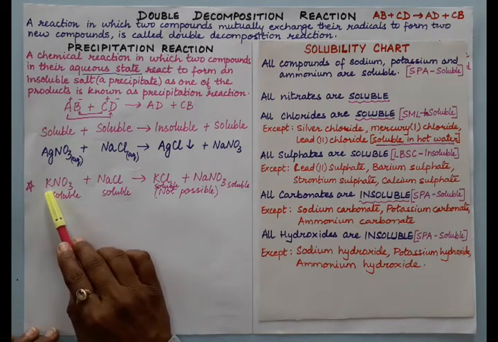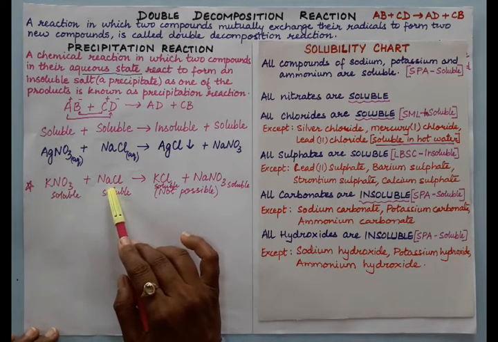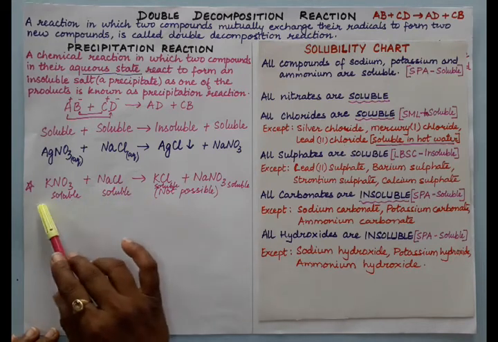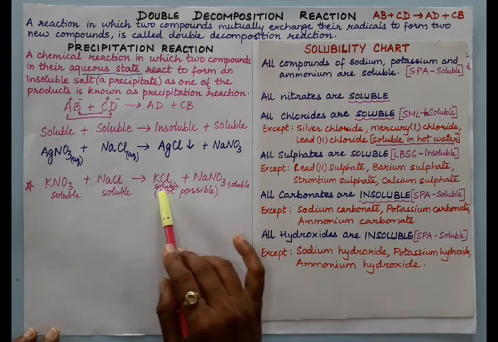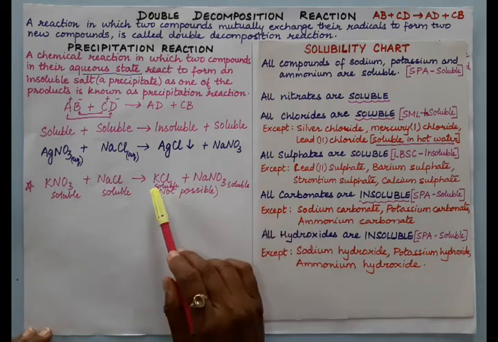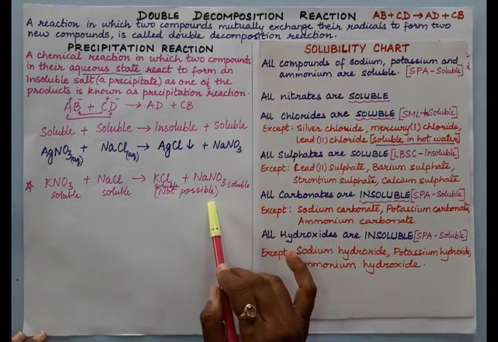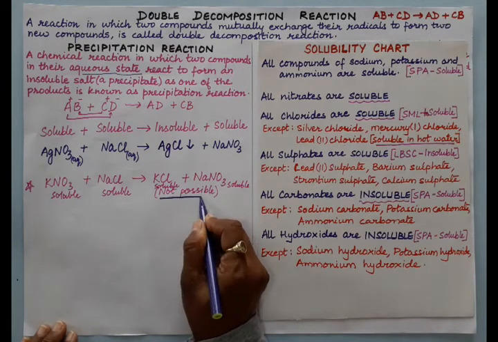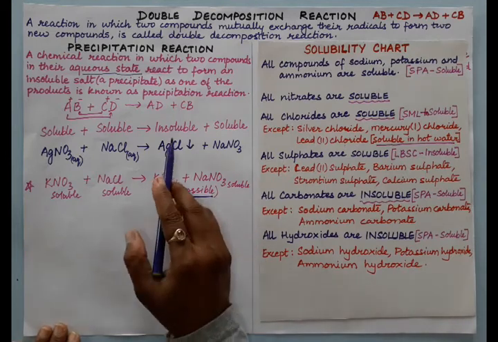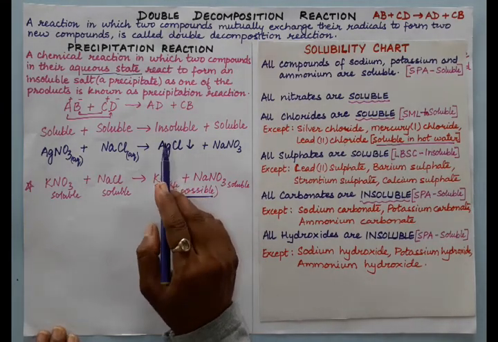See, potassium ion, nitrate ion, sodium ion and chloride ion. So when you mix this sodium chloride solution with potassium nitrate, all four ions are freely moving and they are soluble. So this is not possible. This type of reaction is not possible. So always one of the products must be insoluble.